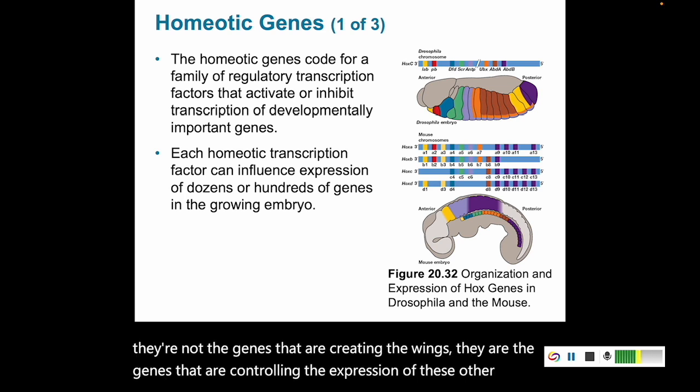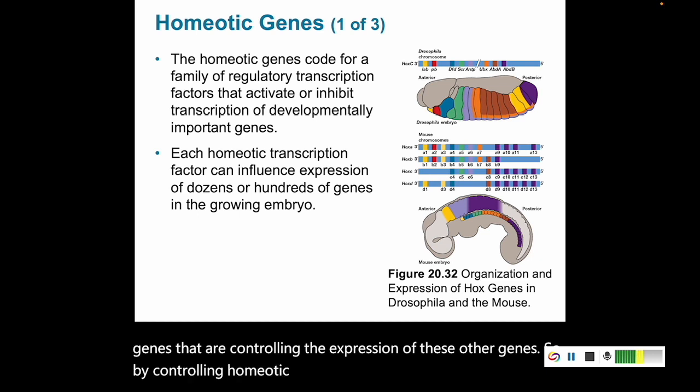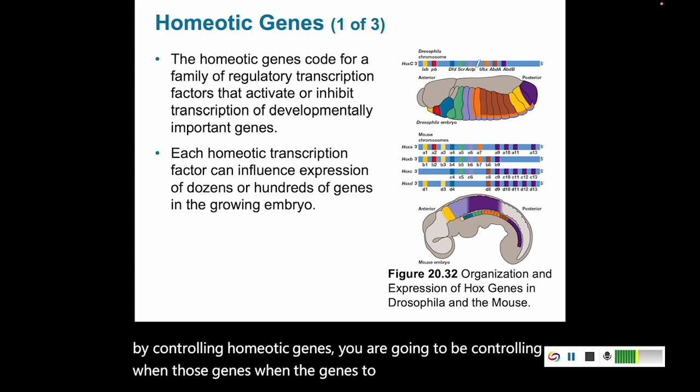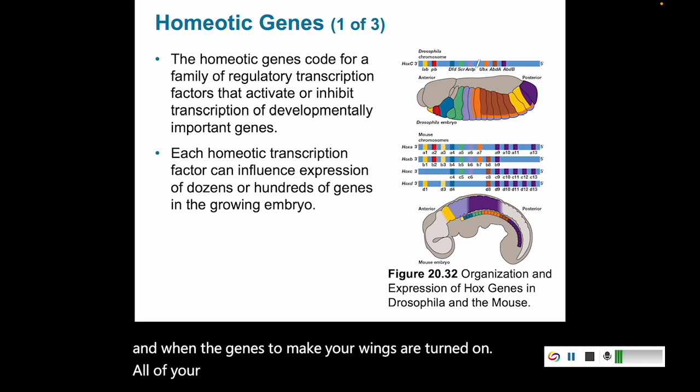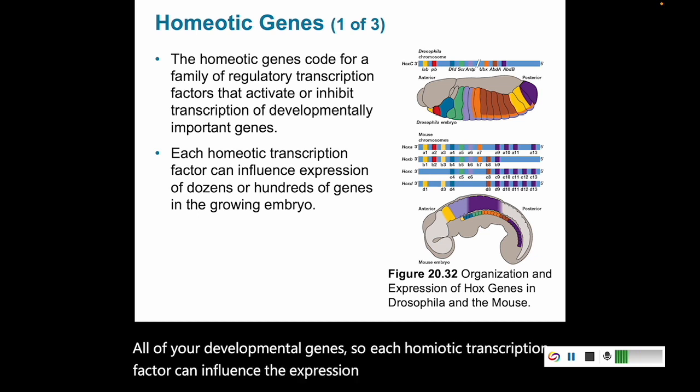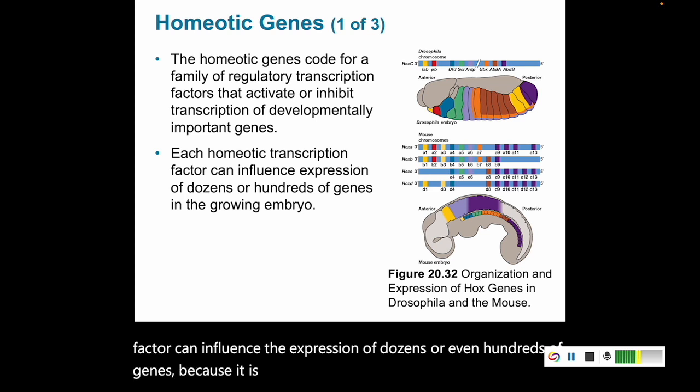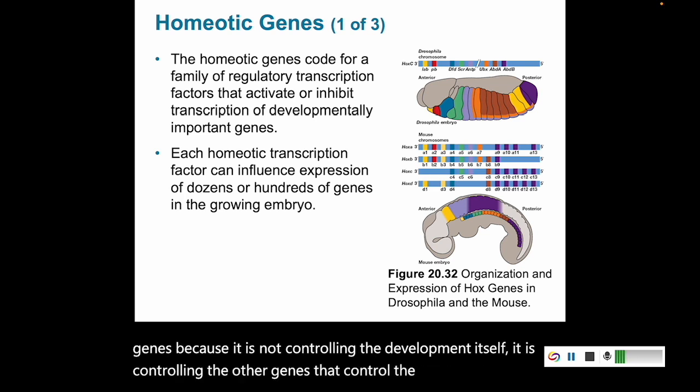So by controlling homeotic genes, you are going to be controlling when the genes to make your anterior, posterior, and when the genes to make your wings are turned on. You're controlling all of your developmental genes. So each homeotic transcription factor can influence the expression of dozens or even hundreds of genes, because it is not controlling the development itself. It is controlling the other genes that control the development.